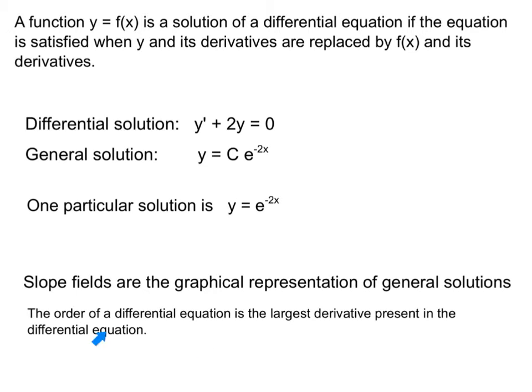And then this other definition down here that's really important is that the order of a differential equation is the largest derivative present in the differential equation. So for instance, if I had y double prime plus 2y equals 0, y double prime would be the second derivative, and then third derivative, and then fourth derivative. And so it's not y to the fourth, it would be the fourth derivative of x. And so generally that's what they use.